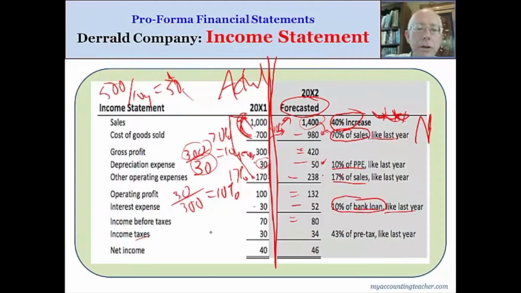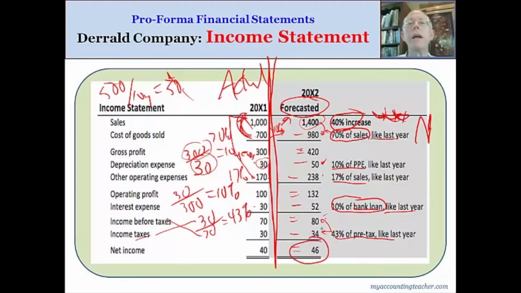What was the rate last year? I had $30 in income taxes divided by $70 in income before taxes. That's a 43% rate. You can calculate that and confirm it on your own. So my best assumption is the rate's going to stay the same, 43%, just like last year. So if my forecasted income before taxes is 80 and my income tax rate is 43%, 80 times 43% is 34. That's my forecasted income tax next year. 80 minus 34 gives me forecasted net income of 46.